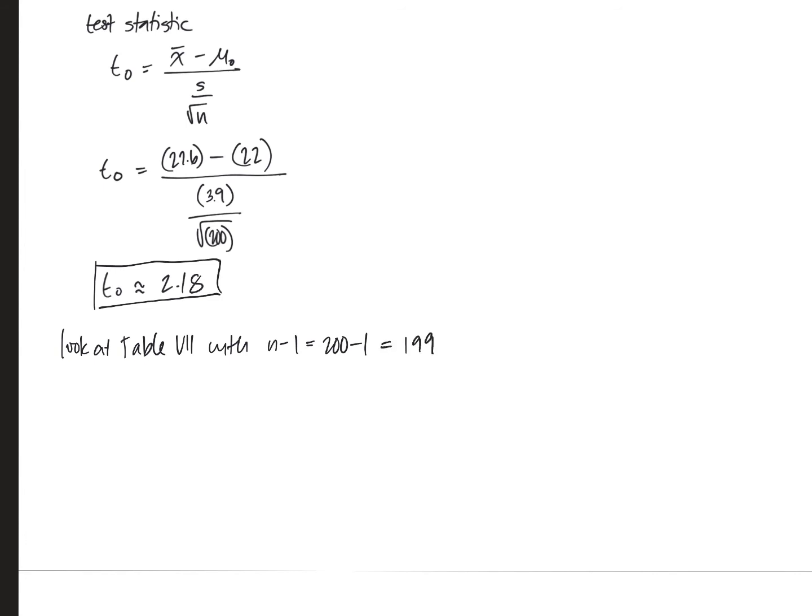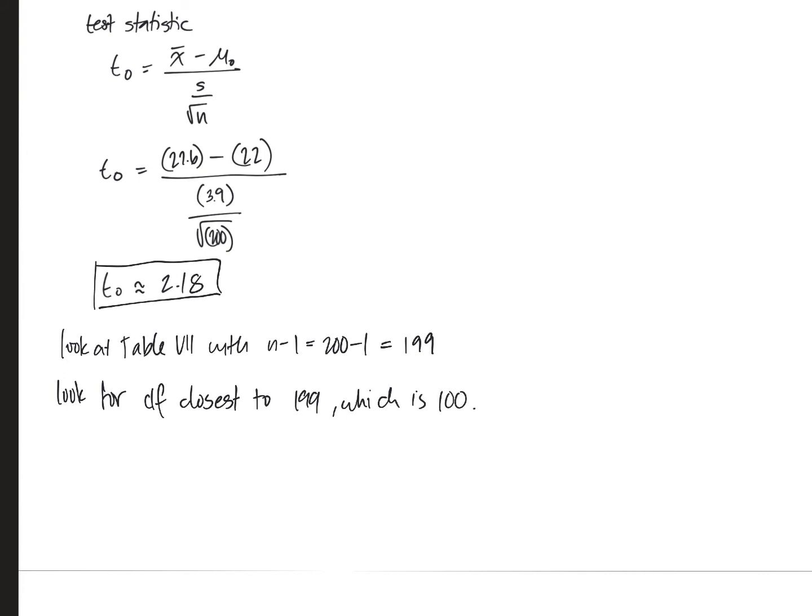Now actually, if you take a look at our table 7 value, sorry, table 7, I don't know why I'm saying table 6, 199 is actually not listed. So since 199 is not listed, we're going to go for the degree of freedom closest to 199, which is 100.